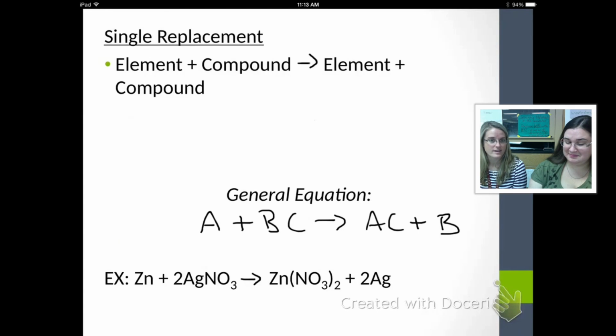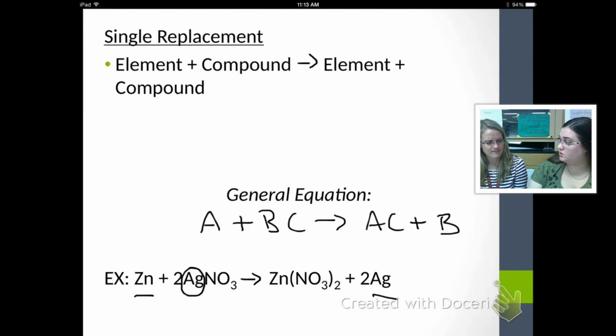Too cool. Alright, and if you're in pre-AP, you're going to have to be predicting products for this. Super fun. So let's look at the equation down below and take a glance at how they do their switcheroo. So we start with zinc, and it reacts with silver nitrate, and then all of a sudden we produce zinc nitrate and then just silver all by itself. So we had a single element switch out and make a new single element.